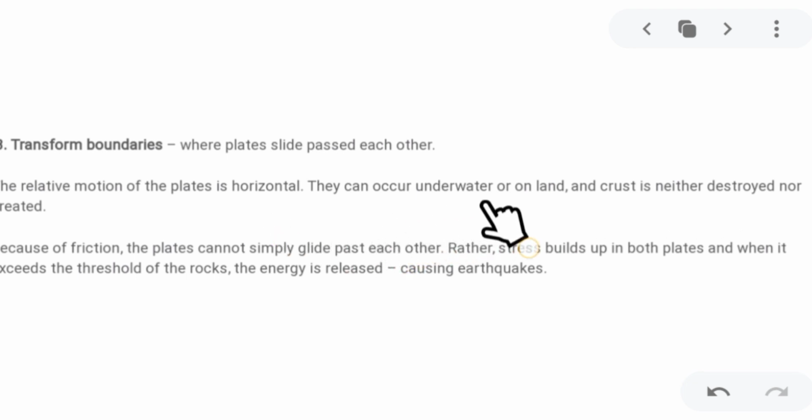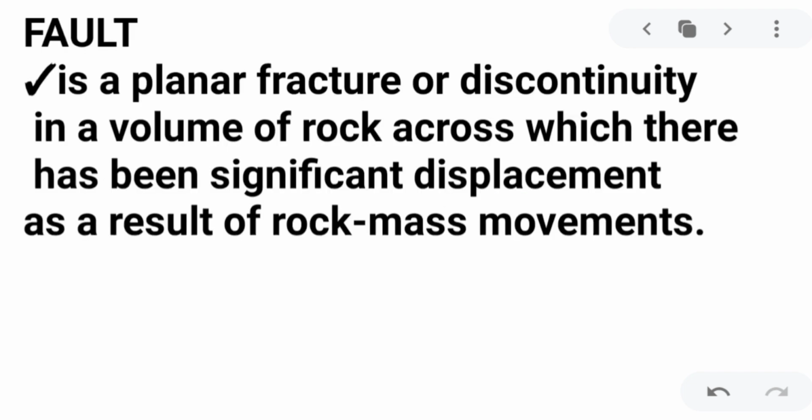They can occur underwater or on land, and crust is neither destroyed nor created. Because of friction, the plates cannot simply glide past each other. Rather, stress builds up in both plates, and when it exceeds the threshold of the rocks, the energy is released, causing earthquakes. So, kapag nagkaroon ng transform boundaries, magkakaroon ng earthquakes. Okay?